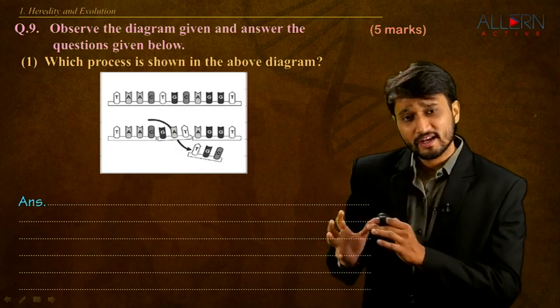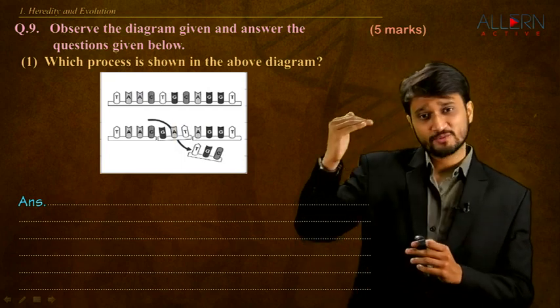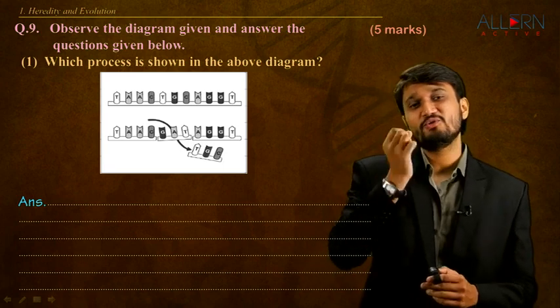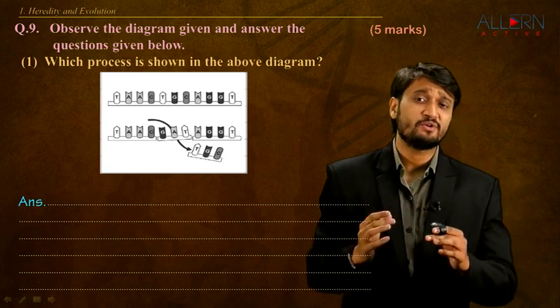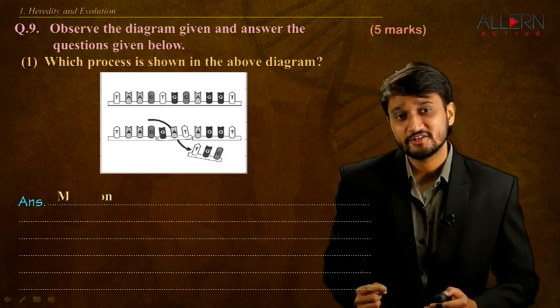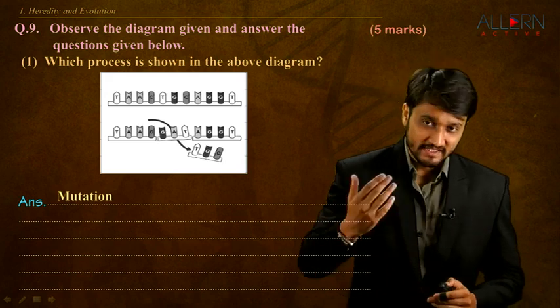So in the above diagram, we see there are two strands over here, the top strand and the bottom strand, right? And in the bottom strand, there are some changes in the nucleotides that are happening. The sequence of the nucleotides is being changed, and we know when the sequence of nucleotides is changed, that process is called mutation. Let's have a look at the next question.